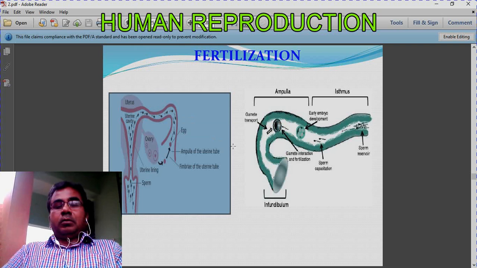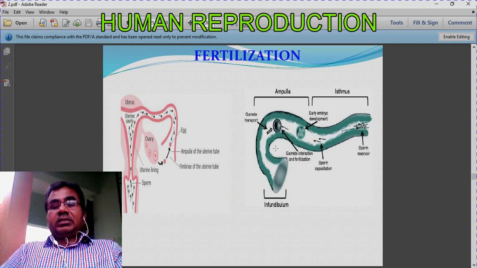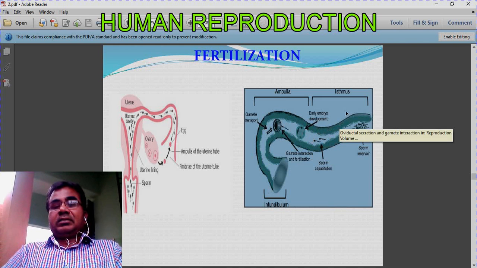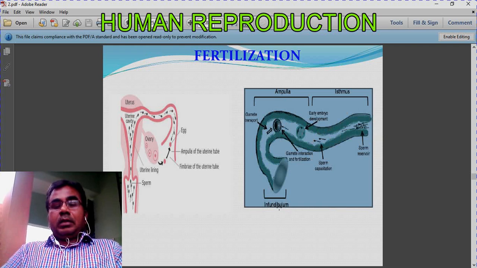Okay, now look at the next diagram. This diagram is actually the fallopian tube. The fallopian tube is enlarged here. In the fallopian tube itself, there are three parts. This is the isthmus, ampulla, and the terminal part is the infundibulum. Okay, infundibulum. But where does fertilization take place? In the ampulla region of the fallopian tube. Fertilization takes place in the fallopian tube, but exactly at which part of the fallopian tube?